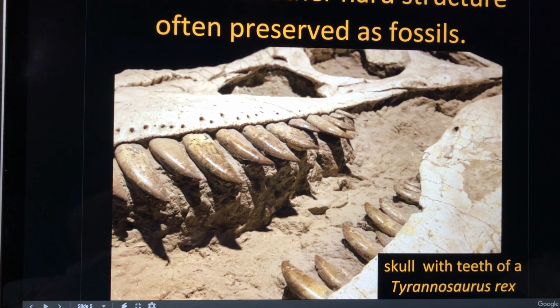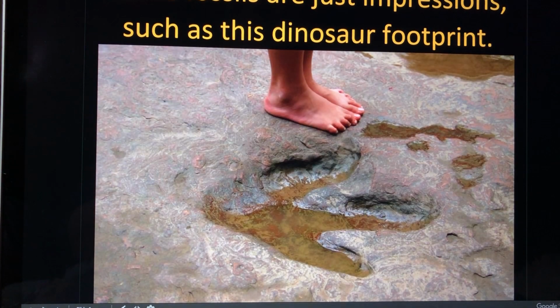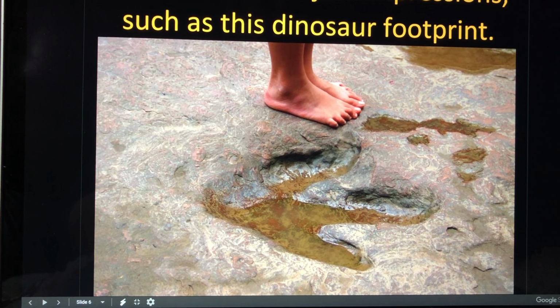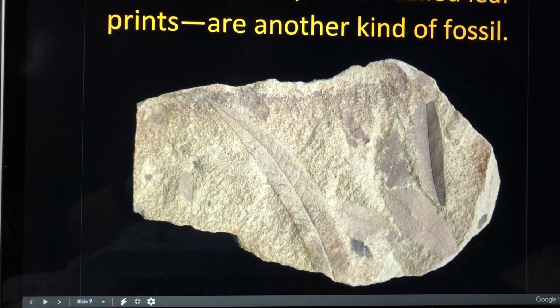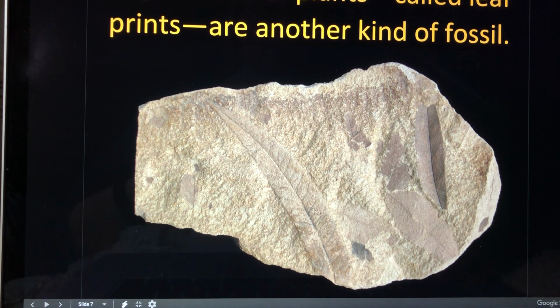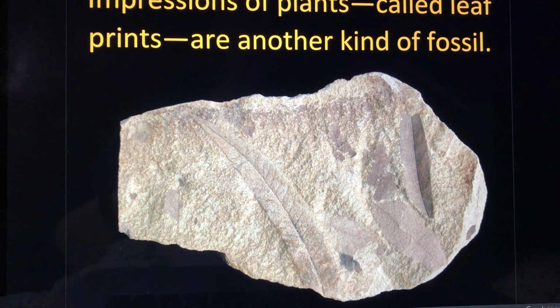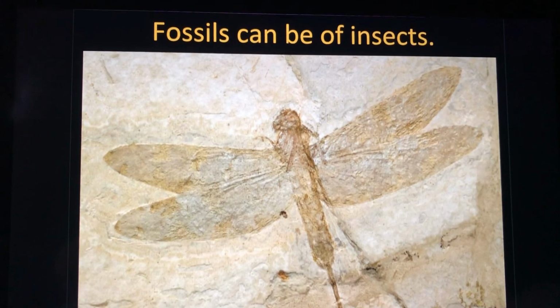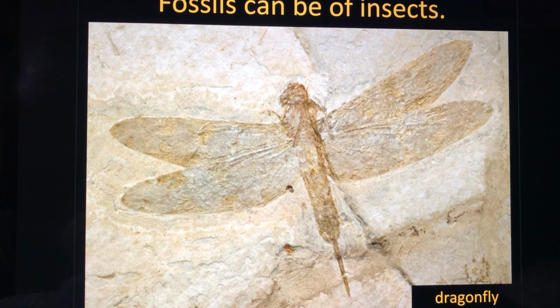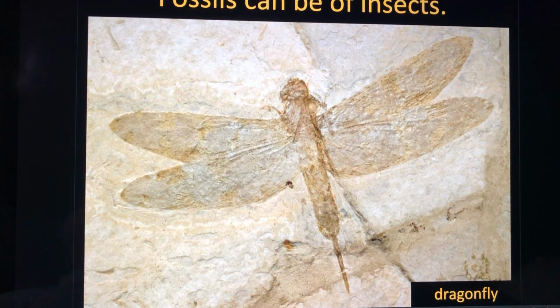This was a skull with teeth of a Tyrannosaurus rex. Some fossils are just impressions. This was a dinosaur footprint. Impressions of a plant. A leaf print, that's another kind of way we fossilize things. Fossils can be of insects. That one was so perfectly preserved. That's a dragonfly.